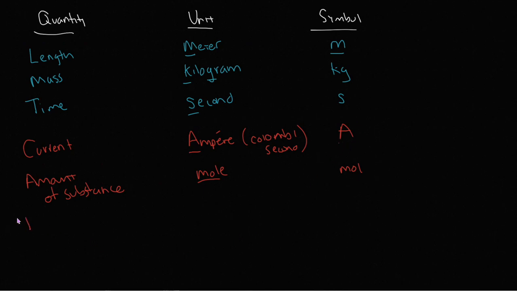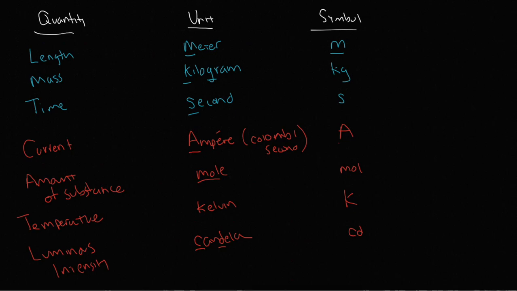All right, temperature is the next quantity, and this is Kelvin. This is the unit we'll be using, and we'll be using a capital K. The next quantity is luminous intensity. This unit is candela, and candela will use C and D, cd, for its symbol. Great.